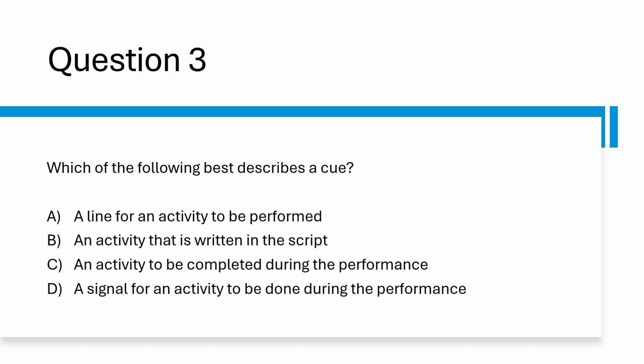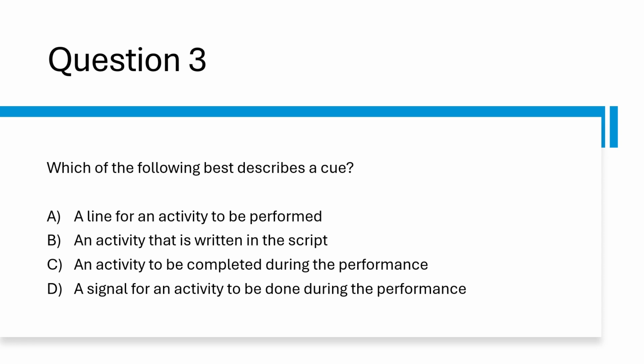Question 3. Which of the following best describes a cue? Now this question is going into theatre terminologies, so it is important for you to know the terminology so you can respond to them. All right, let us look at the options. Option A, a line for an activity to be performed. And I'm trusting we know what a cue is, yes? You always hear in a sentence that the person is waiting for their cue to go on stage. B, an activity that is written in the script.